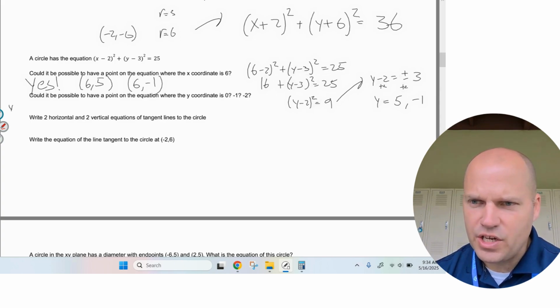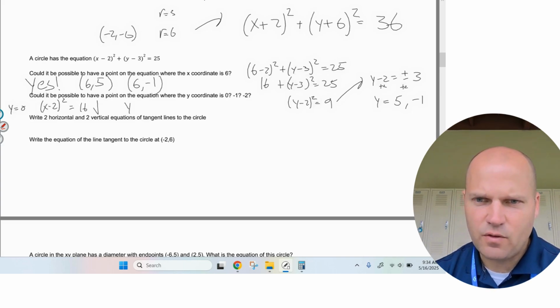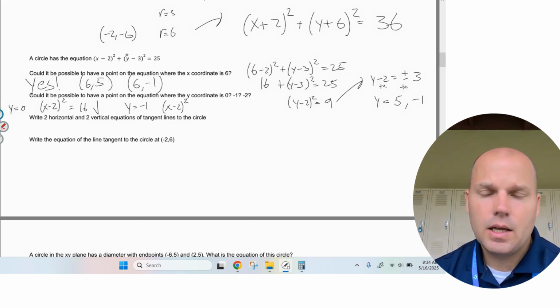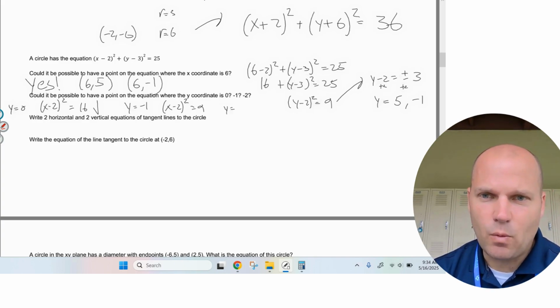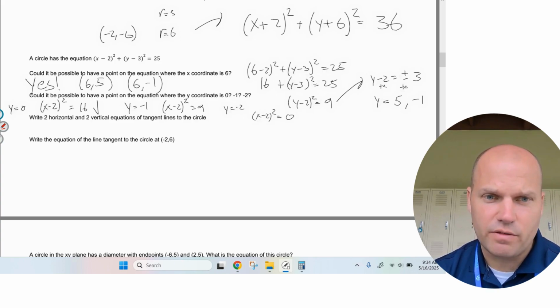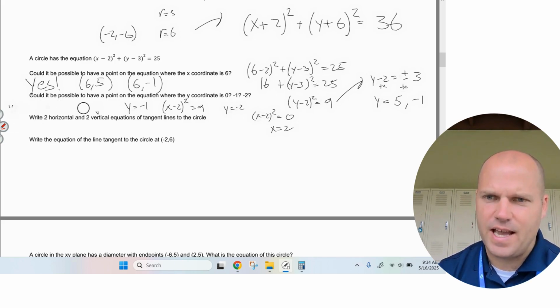If the y coordinate is 0, you'd have (x minus 2) squared equals 16. So yes, if you have y equals -1, you'd have (x minus 2) squared, and -1 minus 3 is -4, 16, so this would be 9. So this is yes. If you get y equals -2, we would get (x minus 2) squared equals 0, which is actually solvable. X is 2. So the answer for all of these is a big fat yes.